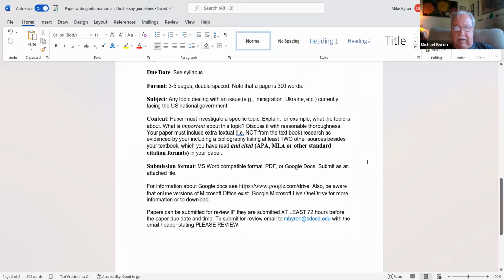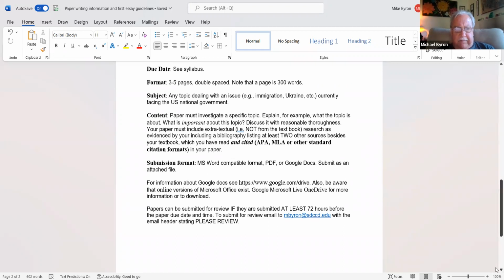Please use a Microsoft Word compatible format, a PDF format, or Google Docs. Those are the most common formats. Canvas can't read everything, and so those will work. There's information about Google Docs here if you decide to use that particular format.